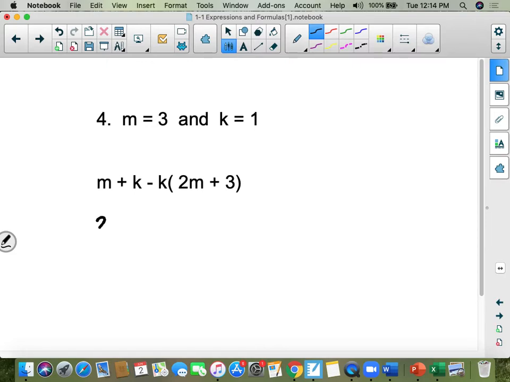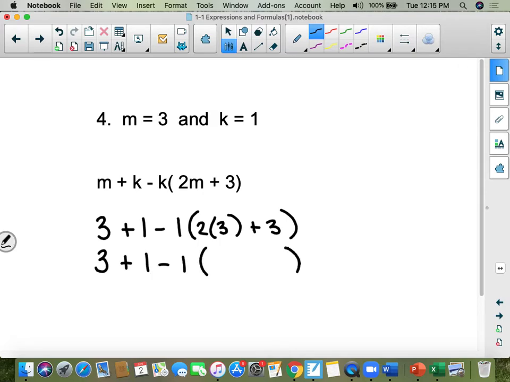In place of M, I put a 3. In place of K, I put a 1. In place of the other K, I put a 1. In place of the M, I put a 3 plus 3 in parentheses. So the first thing you have to do is substitute the numbers for the variables, and now your order of operations. I'm just going to copy this stuff down because you have to do what's in parentheses first. Order of operations says you have to multiply first before you can add. Copy down all the stuff on the outside and replace the 6 plus 3 with the 9.